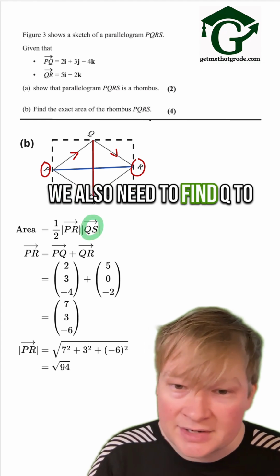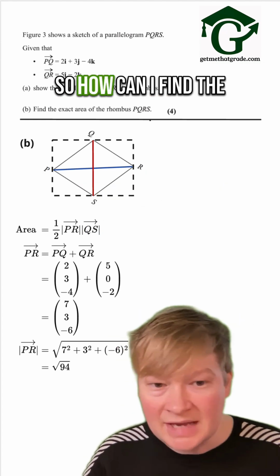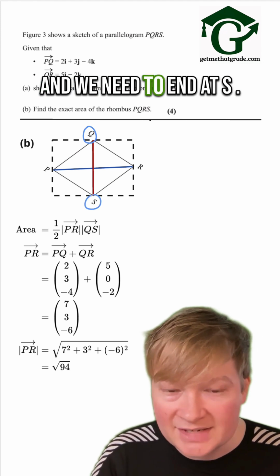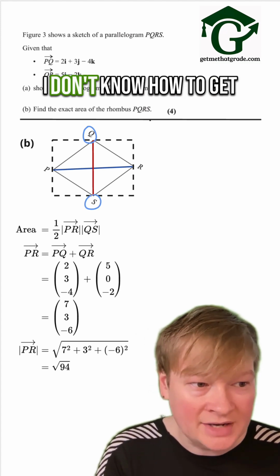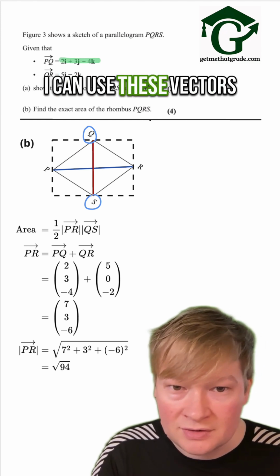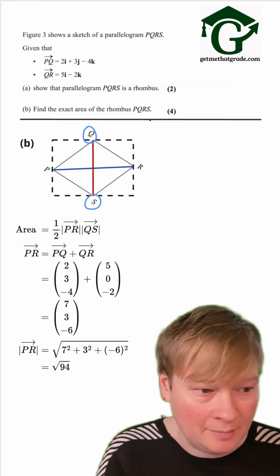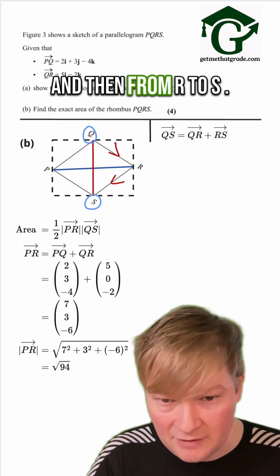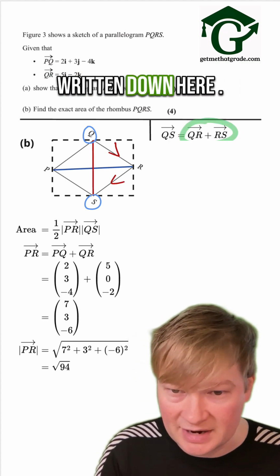We also need to find Q to S. So how can I find the vector Q to S? We're starting at Q and we need to end at S. I don't know how to get there directly, but maybe I can use these vectors we were given in the question to help me. Well, we could go from Q to R and then from R to S. So that's what I've written down here.